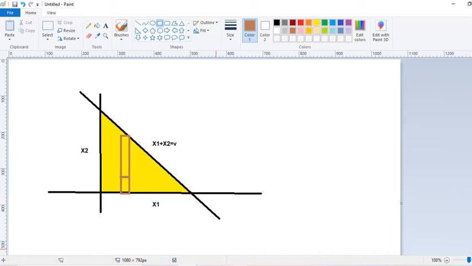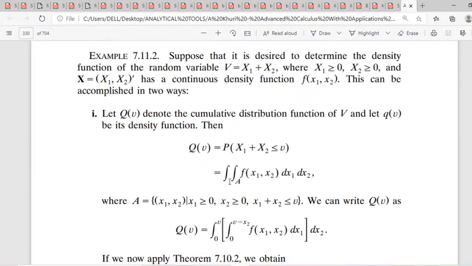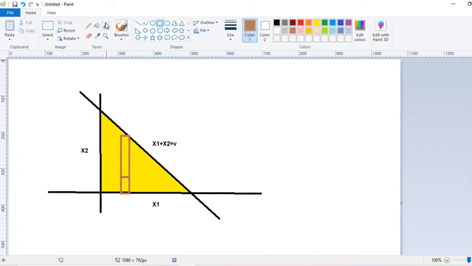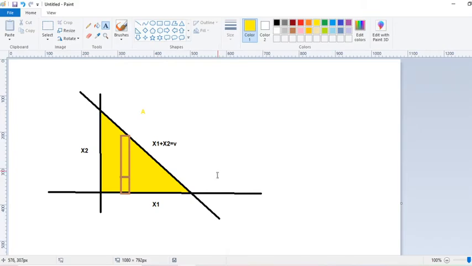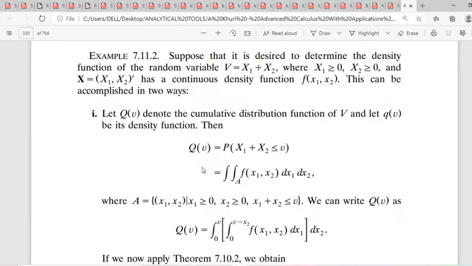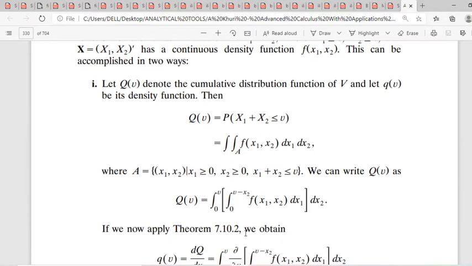So the integration will go like this. This is the region A. The yellow colored region is A. So we can integrate the function over that region. That is the methodology. So that integration will look like this.